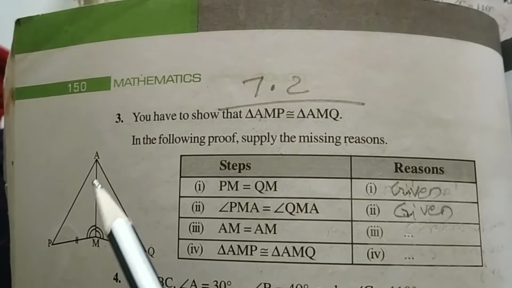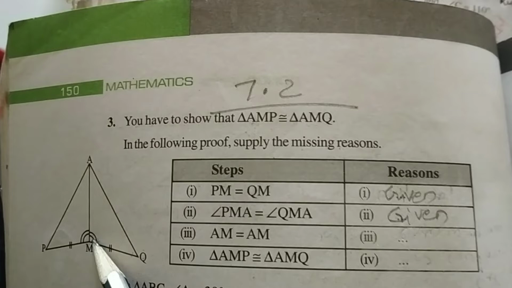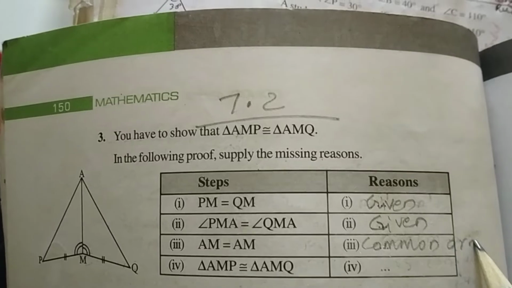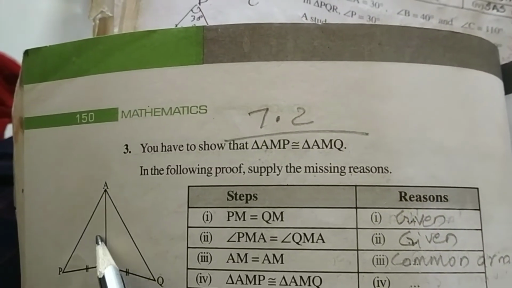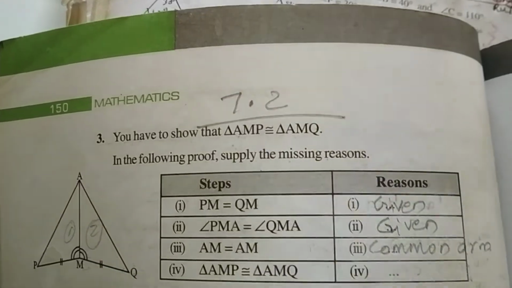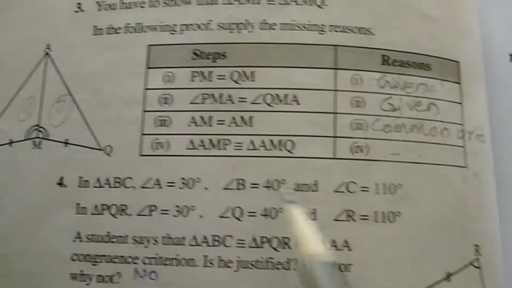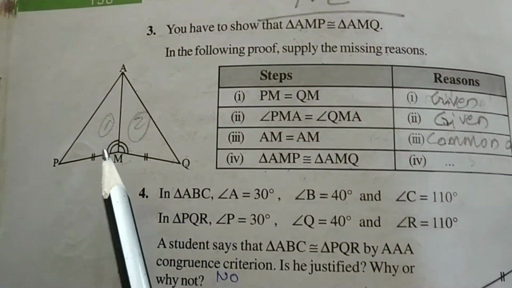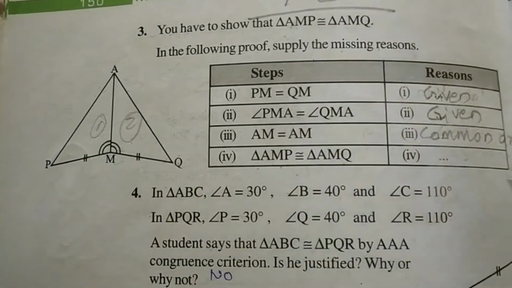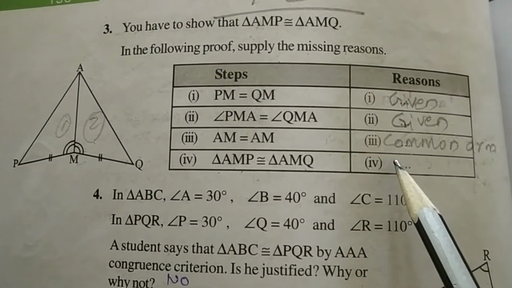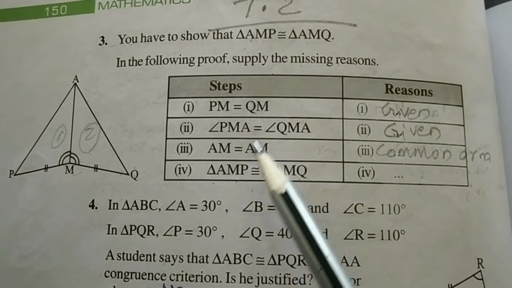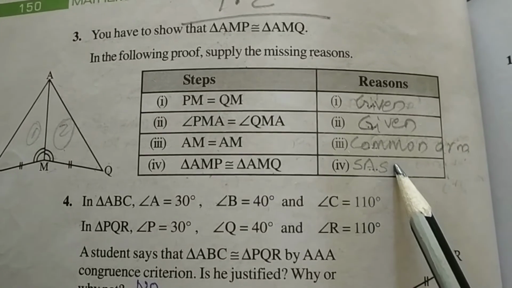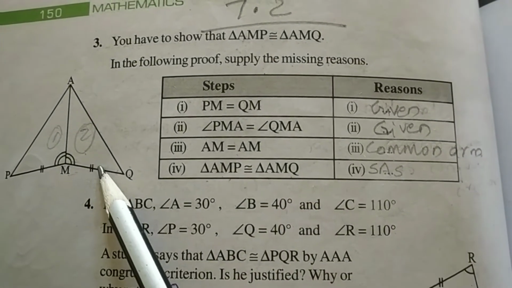Next, AM equal to AM. We know that's a common arm for these two triangles. So we can say common arm. This is triangle 1 and this we can write as triangle 2. Then next, triangle AMP is congruent to triangle AMQ. These two triangles are congruent to each other. So here we can apply side angle side. By applying the SAS congruence criterion, these two triangles are equal to each other.